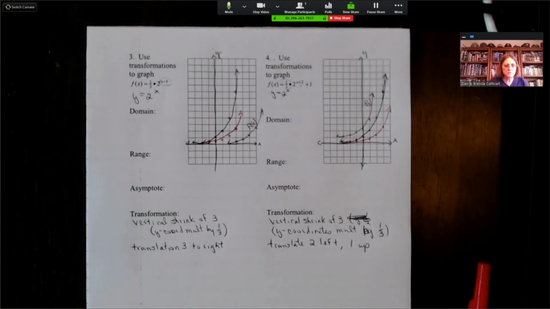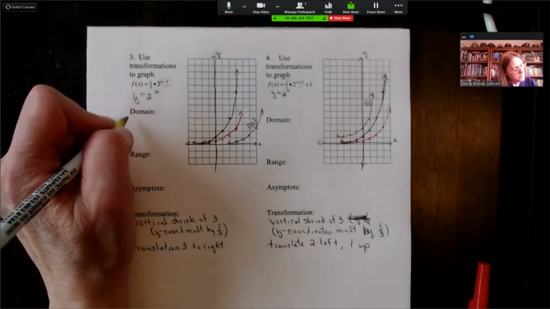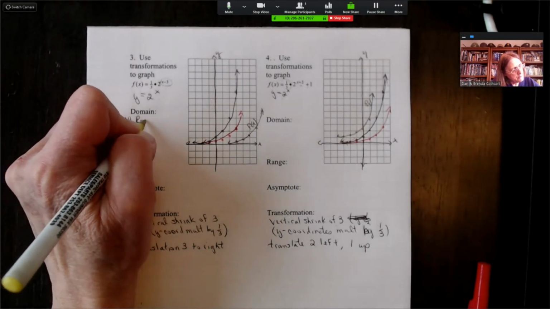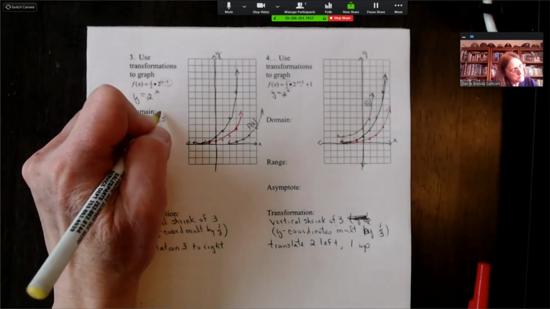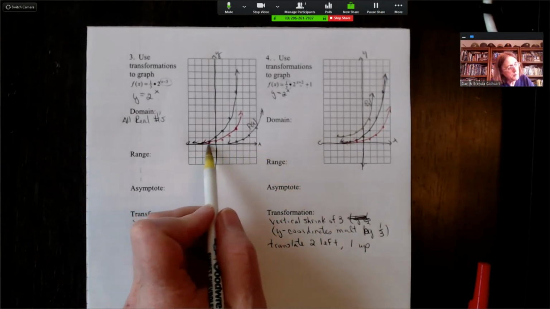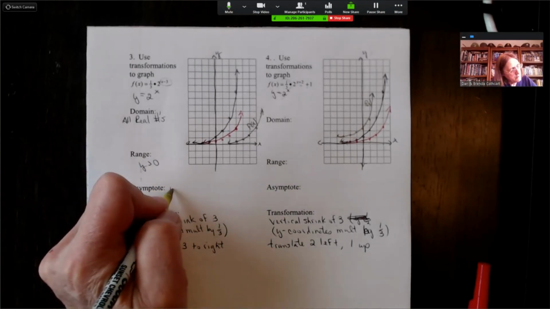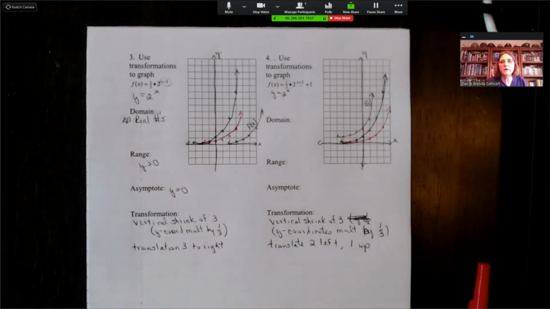And in each of these two cases, let's go ahead and write down what our domain and range are. We didn't do that. So let's go back to this one. Our domain was all real numbers. Our range, the x-axis is our boundary, so y is greater than 0. And our horizontal asymptote was y equals 1.